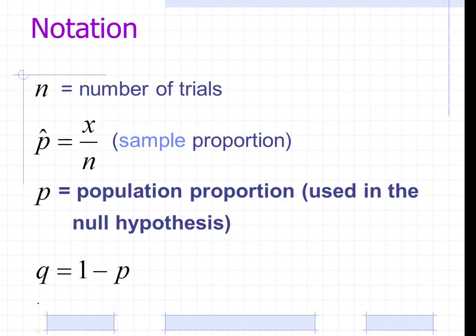So here's the important stuff. n is the number of trials. p-hat is the number of successes divided by the number of trials. We know p is the population proportion, and that's always found in the null hypothesis, so it's whatever number is in that null hypothesis. And then q is the complement of p.